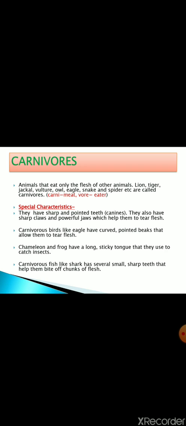Okay? Now, second thing, in the birds which are carnivorous, for example, eagle, they have curved or pointed beaks so that they can tear the flesh with the help of beaks only, and they can easily consume it. Next, chameleon or frog. These are also carnivores, and they have a long sticky tongue that they use to catch insects. So this is the special characteristic which a chameleon has. Now, carnivorous fish like shark have several small sharp teeth, and these also help them in biting and chunking the flesh.